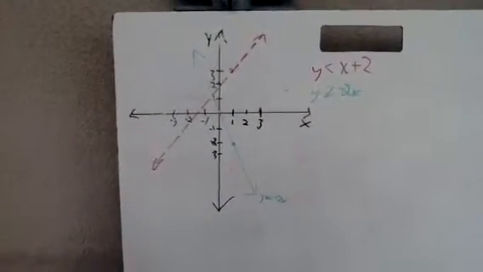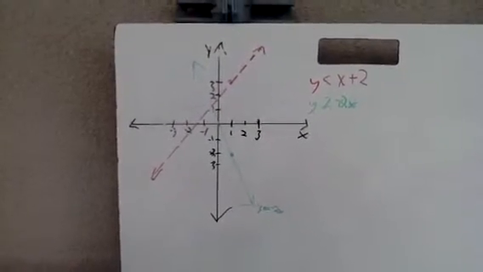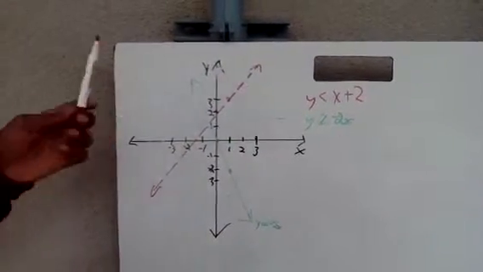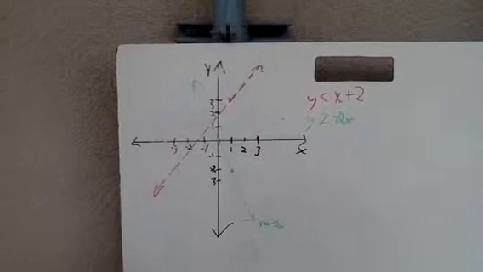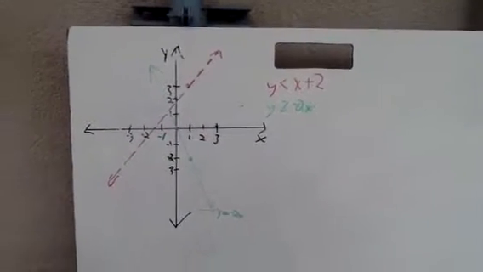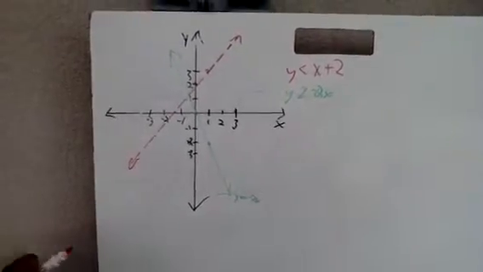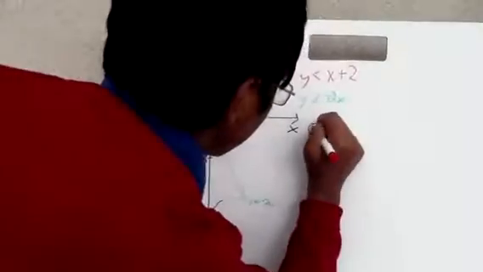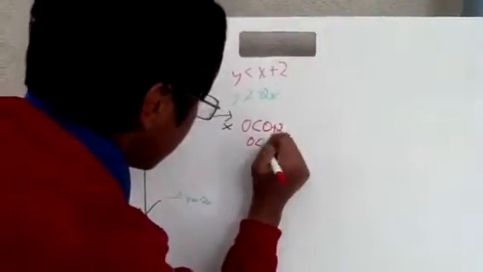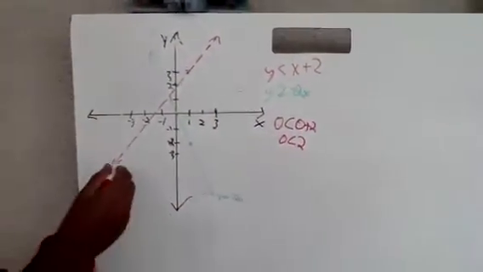I will show you how to graph systems of inequalities. I've already graphed the lines y equals x plus 2 and y equals negative 2x. For the inequality y is less than x plus 2, we expect to shade under the line. Let's test that with a point (0, 0). Yes, so we shade under.